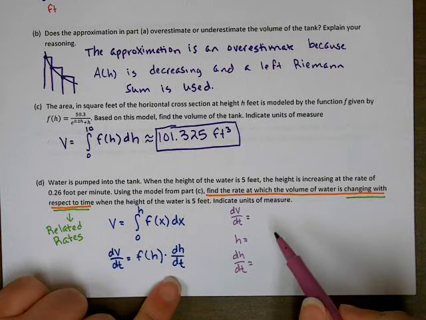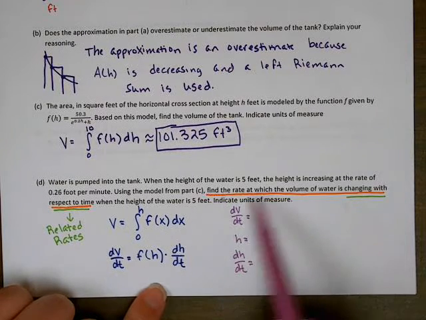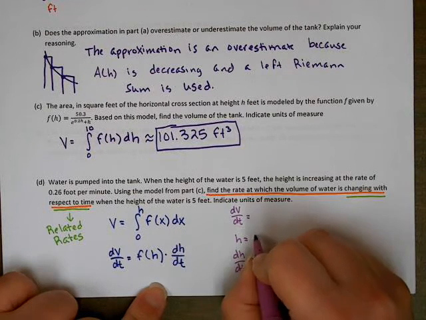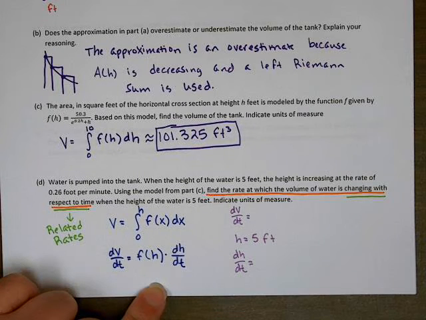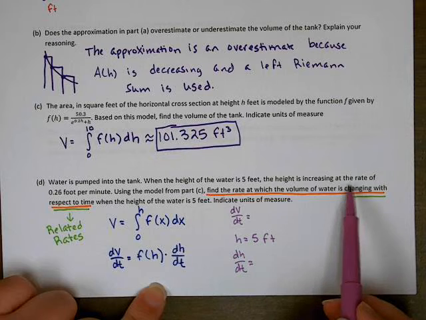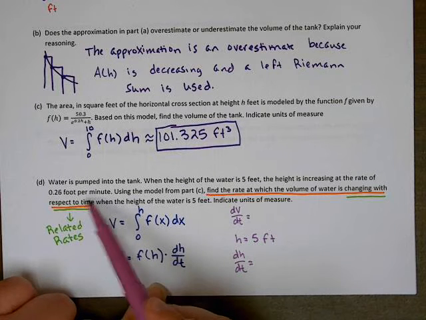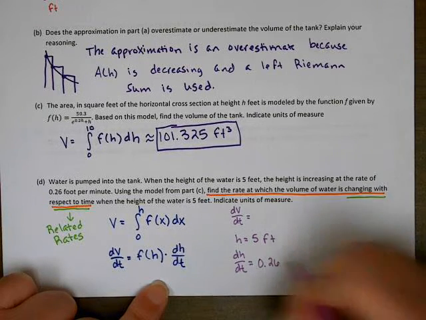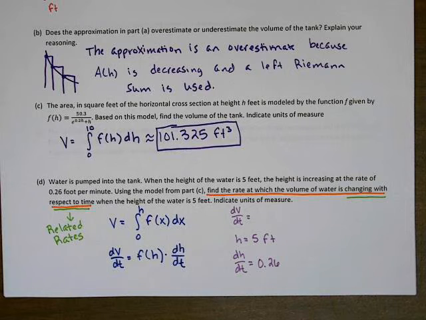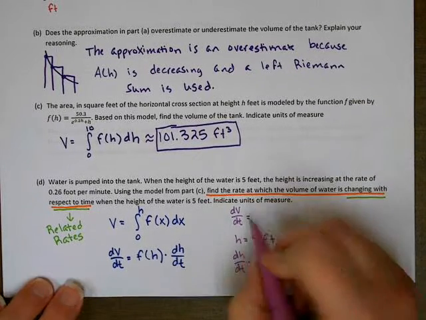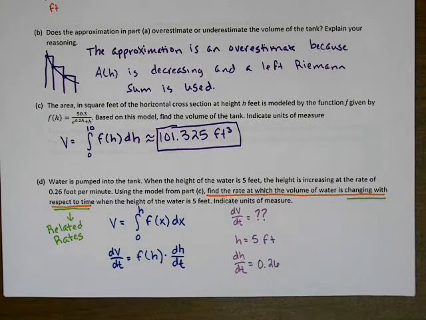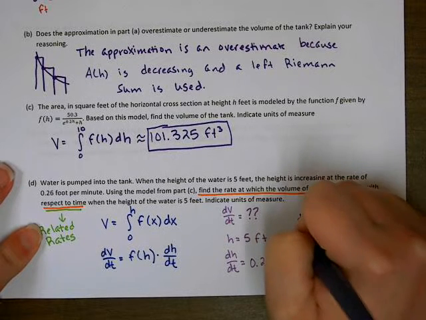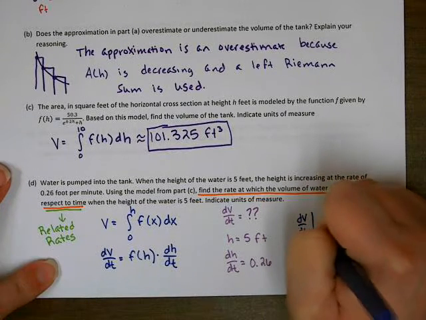So if we look, we know that we want to find the rate at which the volume of the water is changing when the height of the water is 5 feet, so h is 5 feet. And we were given that the height is increasing at a rate of 0.26 foot per minute. Well, since it's increasing, that's a positive value, so this is 0.26. And then we're looking for the rate at which the volume is changing, so dV/dt is what we're looking for. So really, what we're going to do is evaluate dV/dt at h equals 5.